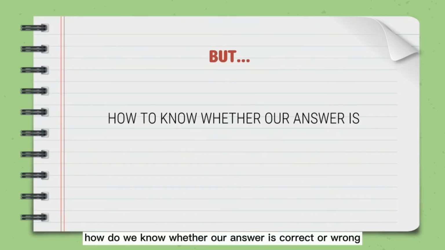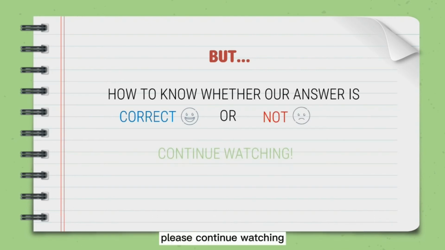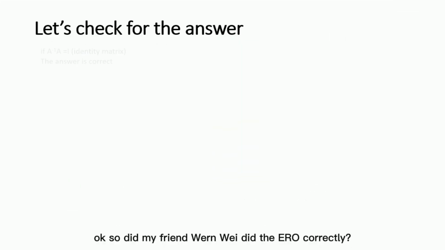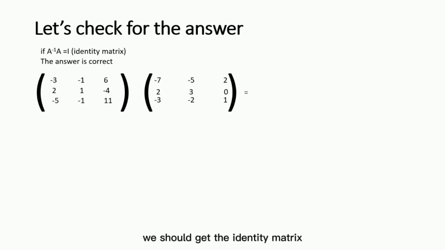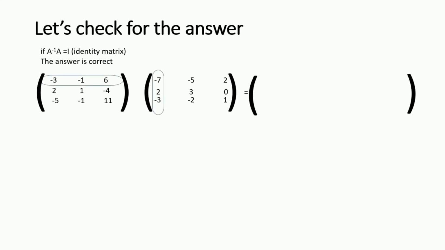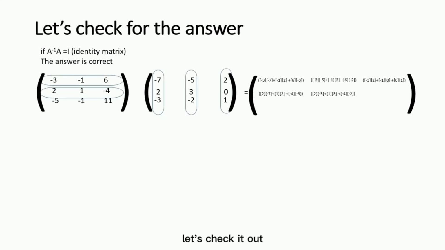But how do we know whether our answer is correct or wrong? Please continue watching. Okay, so did my friend Wern do the ERO correctly? Let's find out. If the inverse matrix found is true, we should get the identity matrix, which is I, after we multiply it with the original matrix. The working is shown in the video. Let's check it out.